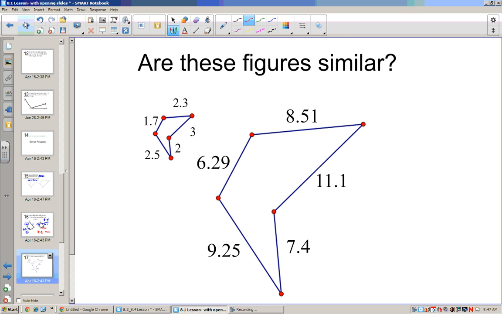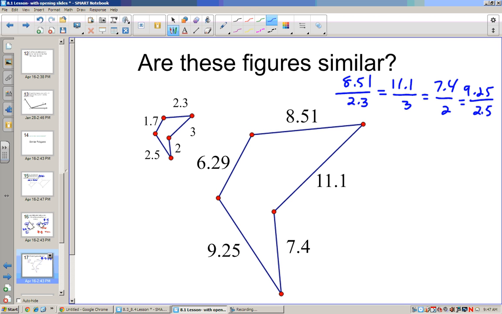Now if we wanted to see if these figures are similar, what we would do is see if 8.51 over 2.3 is going to be equal to 11.1 over its match of 3. Is this equal to 7.4 over 2? Is that equal to 9.25 over 2.5? And is that equal to 6.29 over 1.7?